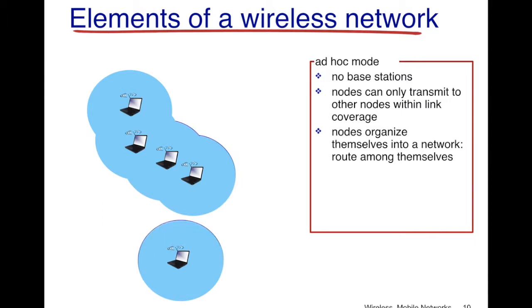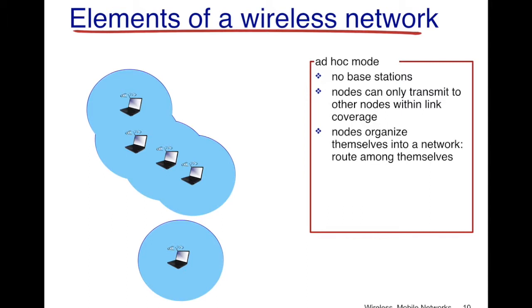Now, another way in which a wireless network can be organized is in the ad hoc mode. In the ad hoc mode, there is no base station, and the nodes only transmit to other nodes which are within its link coverage range. Now, it's left up to the nodes how they organize themselves into a network and how they send packets from one node to the other.